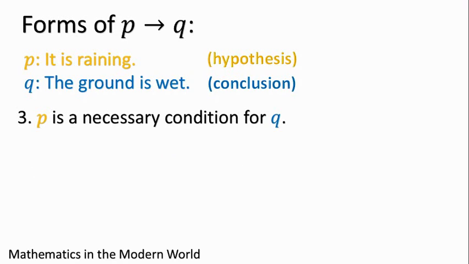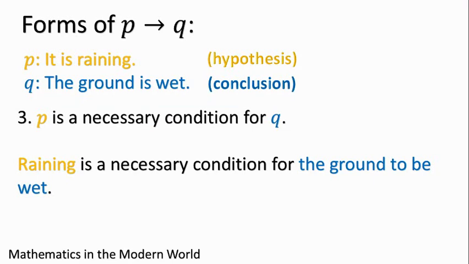Next is the form P is a necessary condition for Q. Notice that when this form is used, the subject is where your hypothesis is and the conclusion is in the predicate. So for the statement "raining is a necessary condition for the ground to be wet," these are where your hypothesis and conclusion are located.